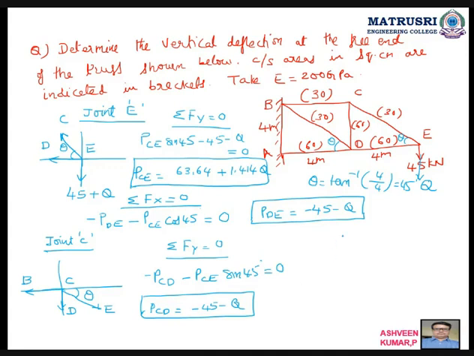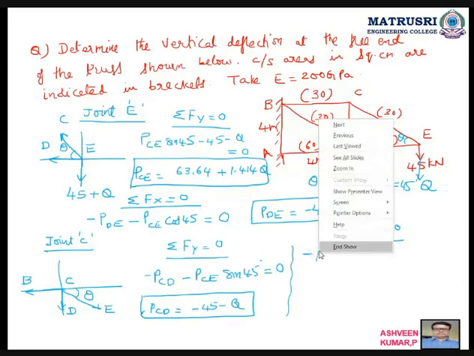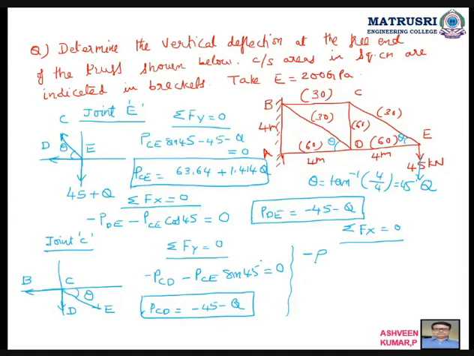Then F of x is equal to 0. F of x, what will come here? This is minus, so minus P_BC, this is right side cos theta. So minus, and this is plus right side, so P_CE cos 45. Substitute the value of P_CE here. So what will happen? P_BC is equal to 45 plus Q.